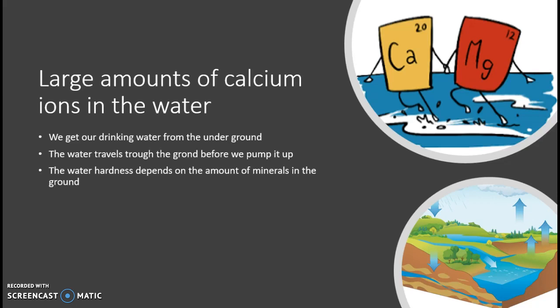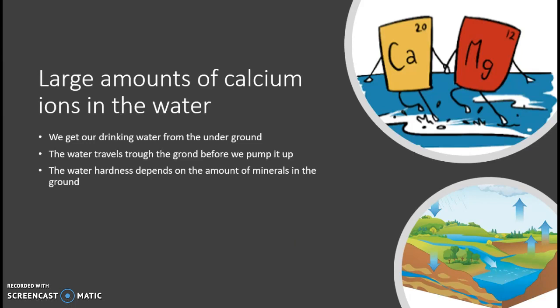So why do we have large amounts of calcium ions in the water? We get our drinking water from the underground. For example, when it rains, the water goes through the ground down here and makes a layer, and then we pump the water up and use it as drinking water or to shower with. The water travels through the ground, and in the ground there is a lot of minerals like calcium and magnesium. And the water hardness then depends on the amount of minerals in the ground.